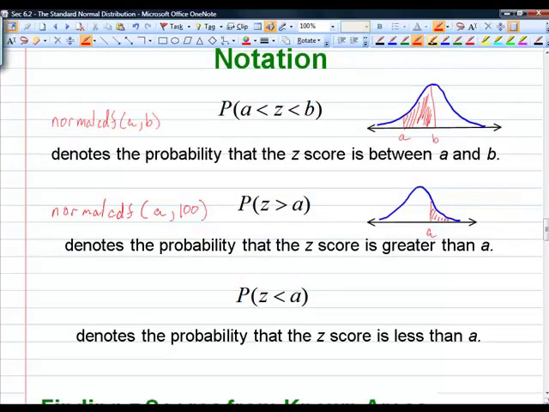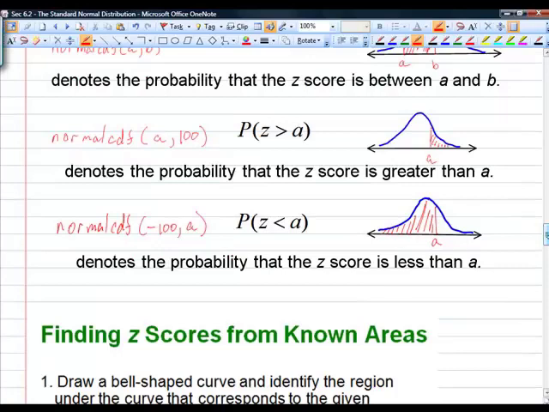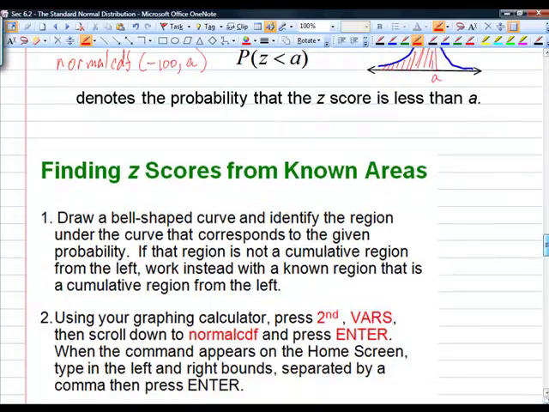Just pick a really big number. To find the probability that z is less than a, draw your graph. I can still use the same a, but now I'm looking for the area that's to the left of a. And on my calculator, I would do normal CDF. Now I'd use a really small number for my left bound, and a would be the right bound. Now what if we know the probability and we want to find the z-score?